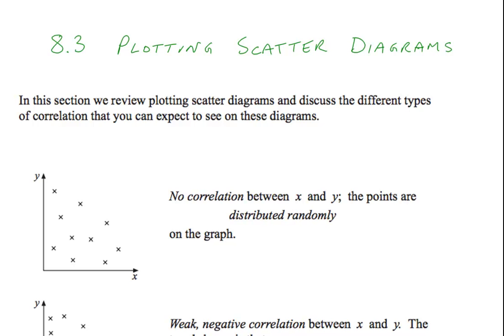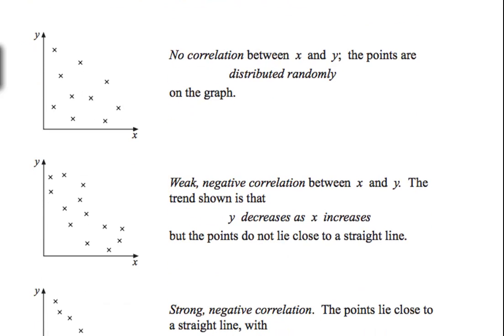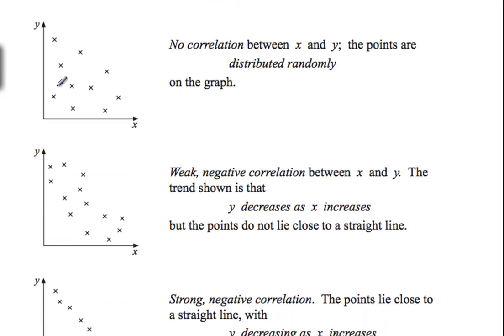8.3 Plotting scatter diagrams. In this section, we'll review plotting scatter diagrams and discuss the different types of correlation you can expect to see on these diagrams. Alright, so if we look here to the left, every mark with an X is just some point of data that's been put onto this graph.